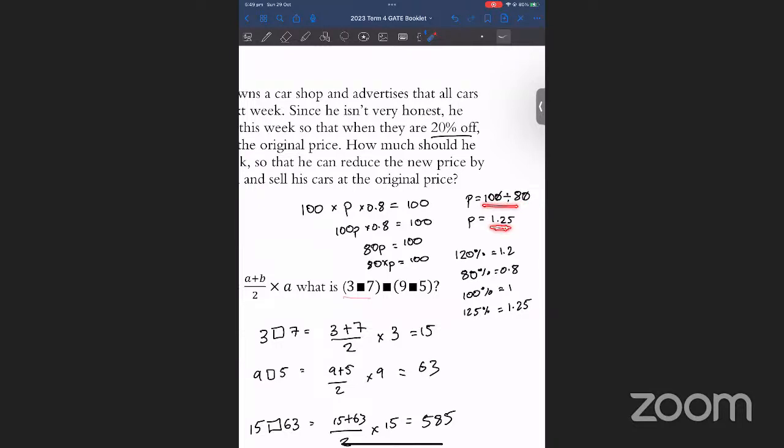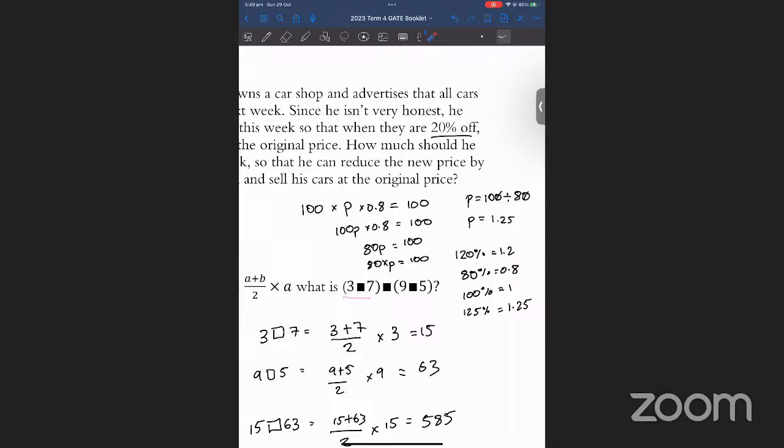When we increase something by 20%, we said it is 120%, right? Which is 1.2. When we decreased it by 20%, we said it was 80%, which is 0.8. So if you got 125%, what does that tell us? It tells us that it increased by 25%. Got it? Thank you. You're welcome.